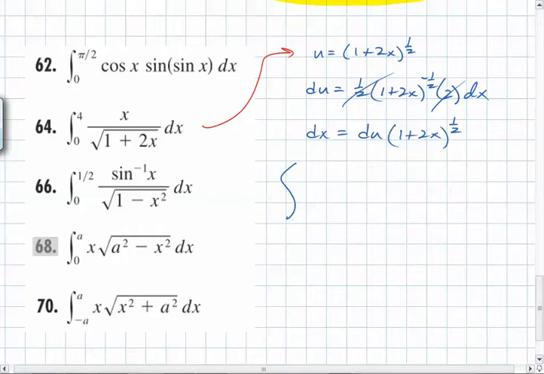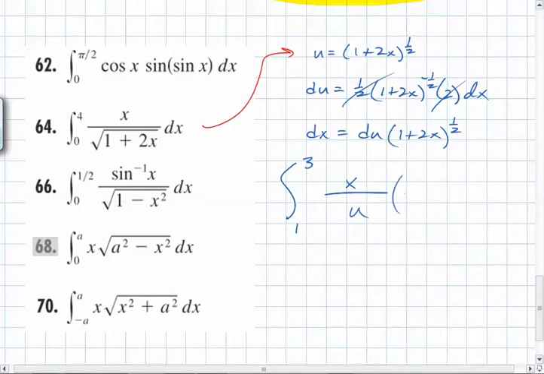It goes from 1 to 3. You plug 4 into this, you get the square root. So it goes from 1 to what? 3. It's the integral from 1 to 3 of x over what? u, times what?